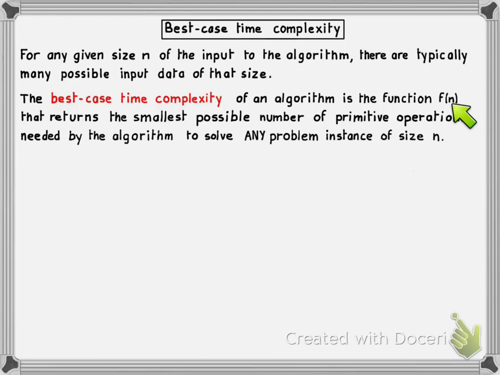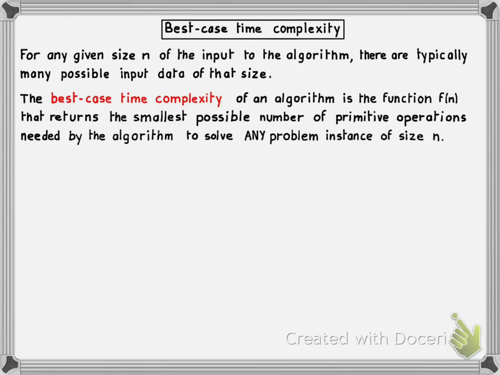But for any particular n, once n is fixed, out of all of the possible instances of size n, this function is going to return the runtime or the time complexity of the instance for which the algorithm takes the smallest number of primitive operations. That's why it's called the best case. It's the case for a given n where the runtime is the smallest.